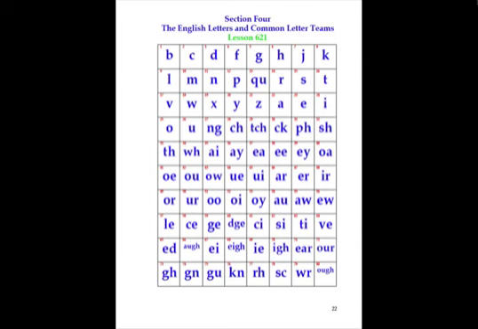Section 4 is a review section where we review all of the information presented throughout the entire program. Lesson 621 introduces the major English letters and common letter teams that have been introduced in this program. And this concludes our very brief overview to the We All Can Read program.